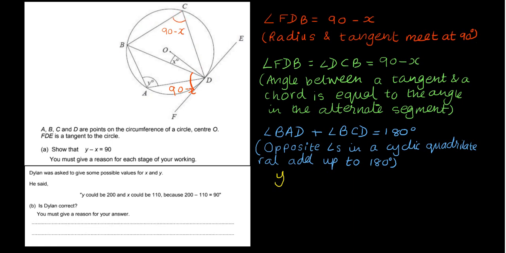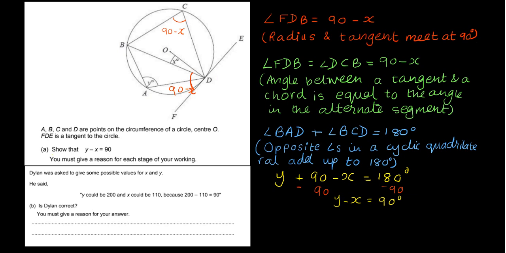So y plus 90 minus x is equal to 180 degrees. So I subtract 90 from both sides. I'm left with y minus x is equal to 90 degrees. Now I've shown part A, and I've given a reason for every stage of my work.